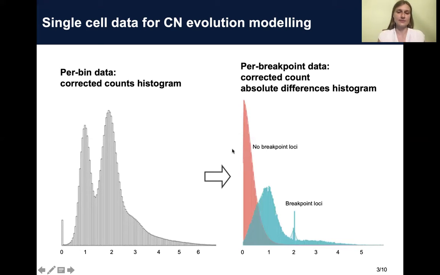As we can expect, the red distribution has expected value equal to 0 and quite a low variance. And the blue distribution is again a mixture of different distributions, with definitely the most prominent one, corrected count absolute difference equal to 1. This means that the most popular copy number change is probably by 1. What is also worth observing here is that those 2 distributions overlap, and this overlapping represents the noise in our data.